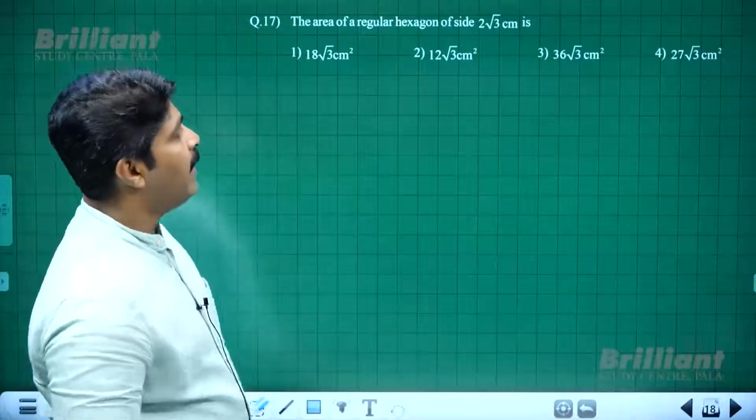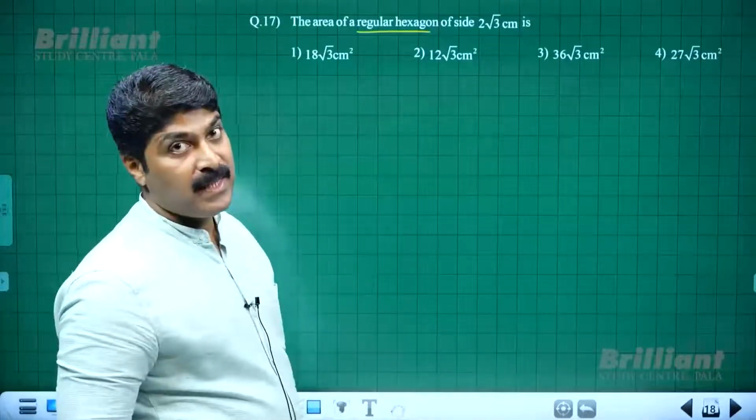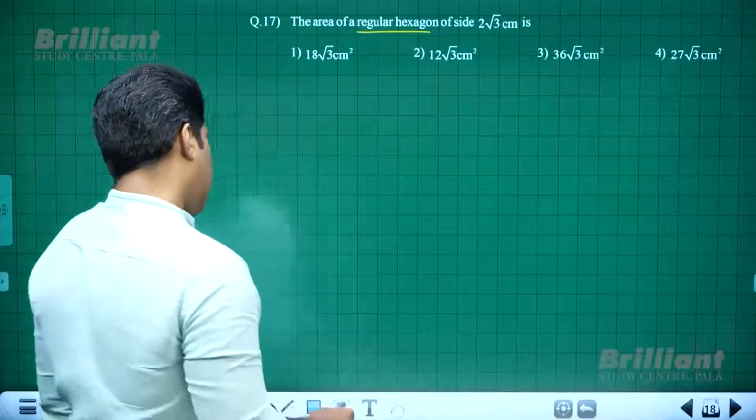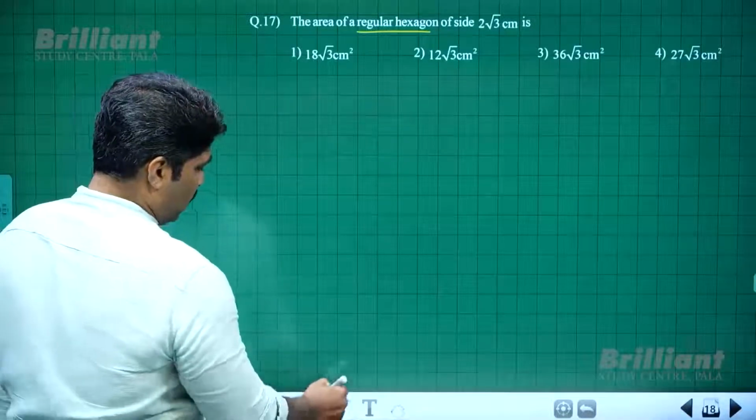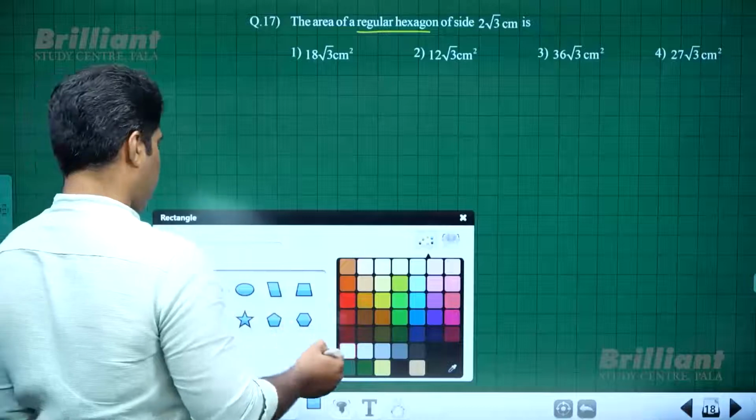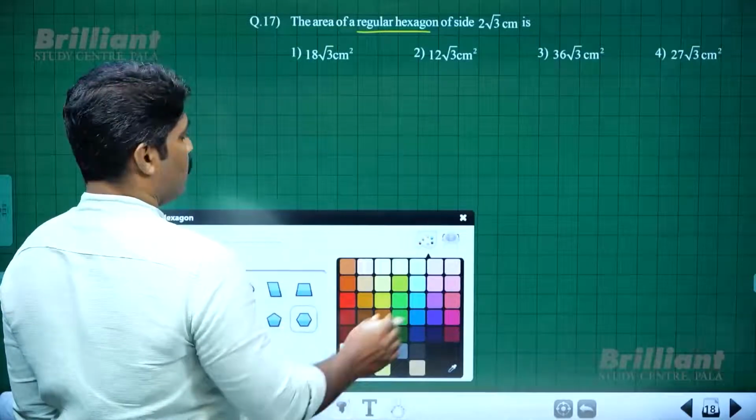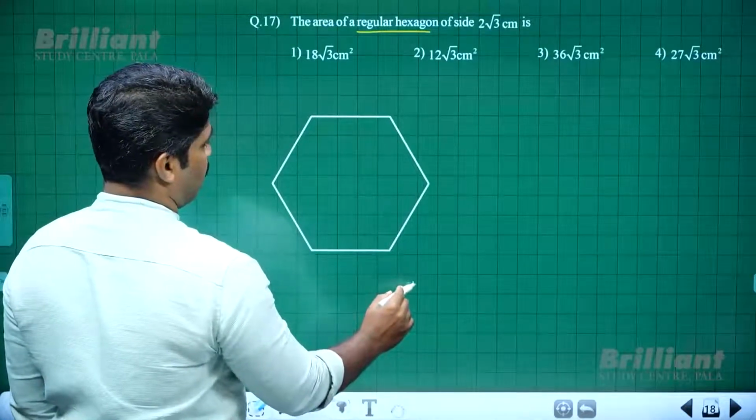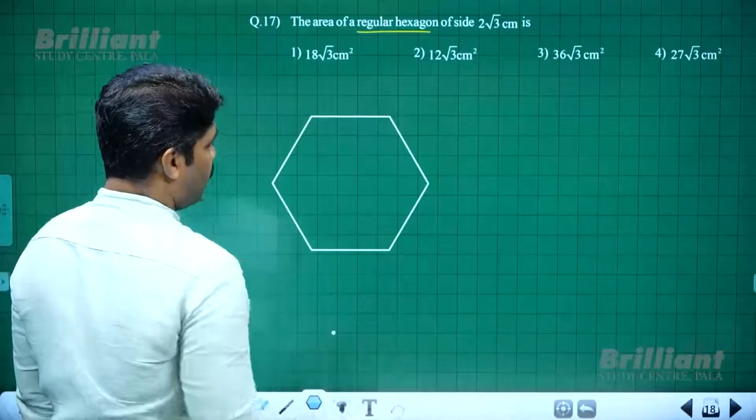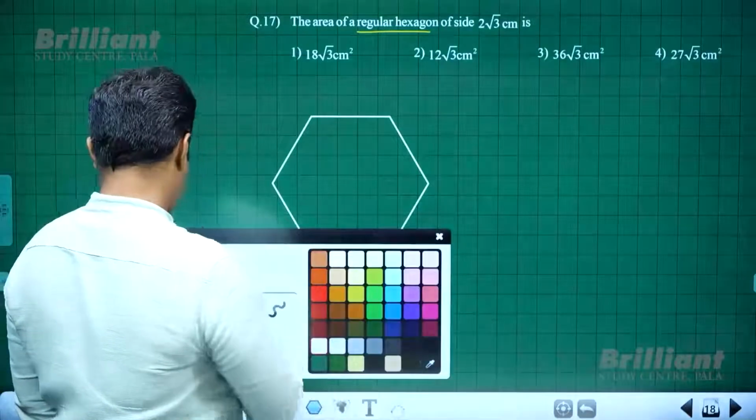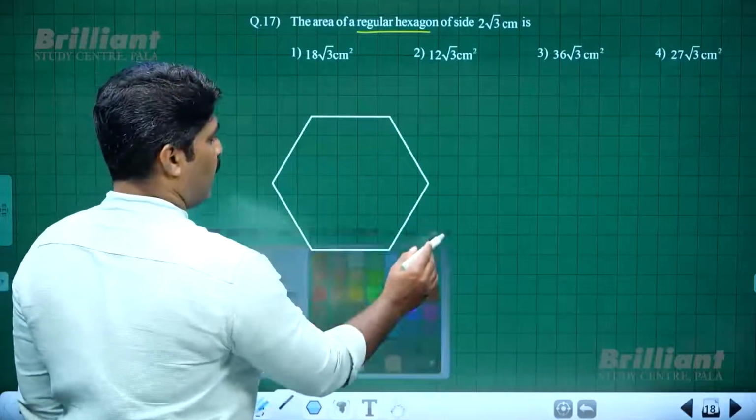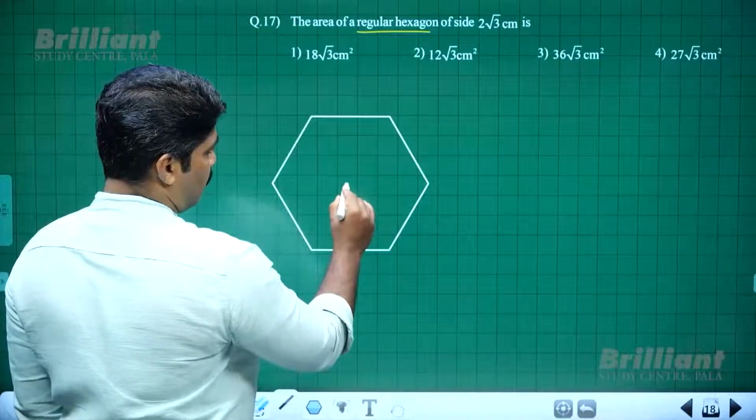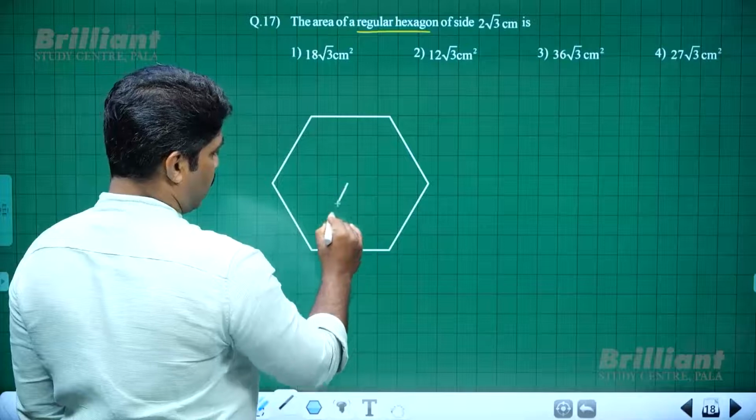The area of a regular hexagon. What is a hexagon? It has 6 sides. Of side 2√3 centimeter. So here we have to consider what is the nature of such a hexagon. If you are drawing a regular hexagon, so this is a regular hexagon. Got it? If we are considering this regular hexagon, we can make it in the form of equilateral triangles. So how to construct it with equilateral triangles like this?